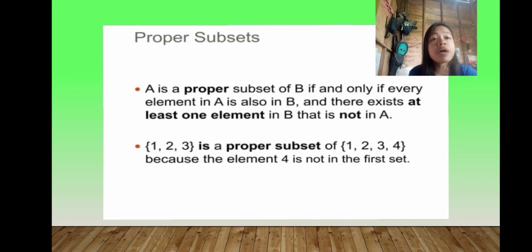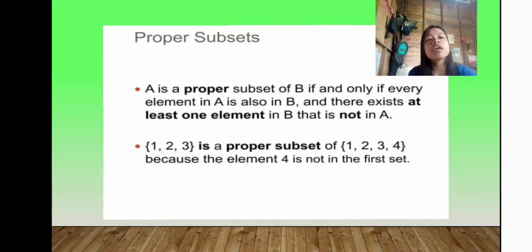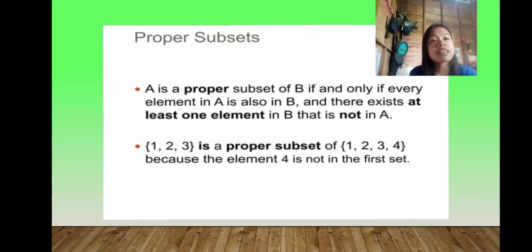Proper subsets. A is a proper subset of B if and only if every element in A is also in B and there exists at least one element in B that is not in A. {1, 2, 3} is a proper subset of {1, 2, 3, 4} because the element 4 is not in the first set.